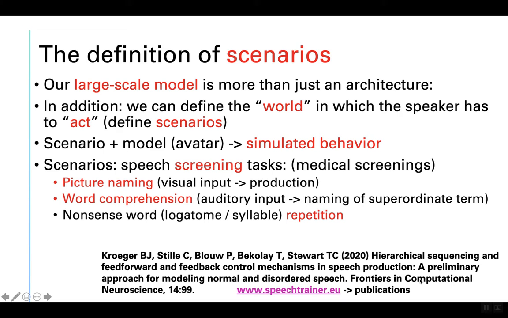The word comprehension task is done in a form that you have auditory input and we have to understand what this word means. So, for example, if the word is cat, we have to name a superordinate term, which is the cat is an animal. The third task is just a repetition task, and at least a lower level task, because we just do a repetition of logatomes, of syllables. That means not of words, not of meaningful units.